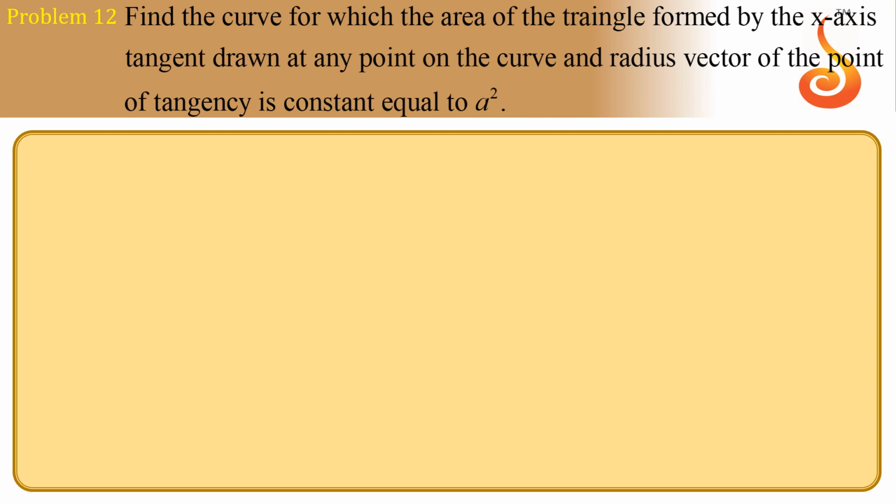Next problem. Find a curve for which the area of the triangle formed by the x-axis, the tangent drawn at any point on the curve, and the radius vector of the point of tangency is a constant equal to a square.